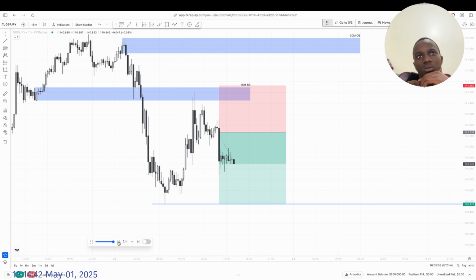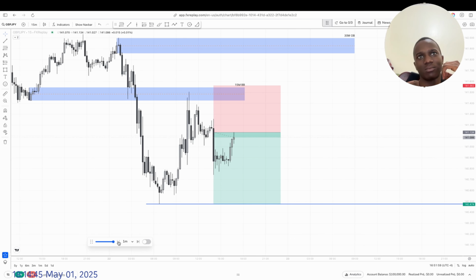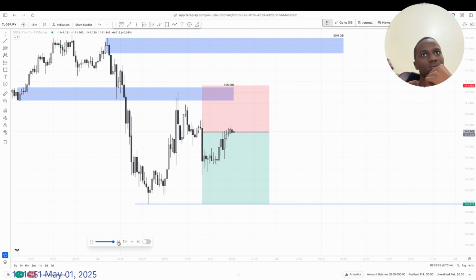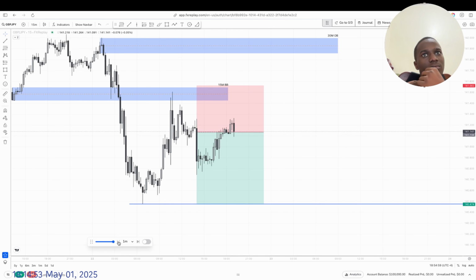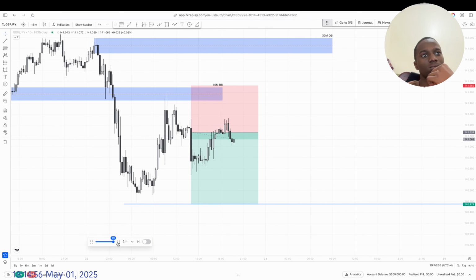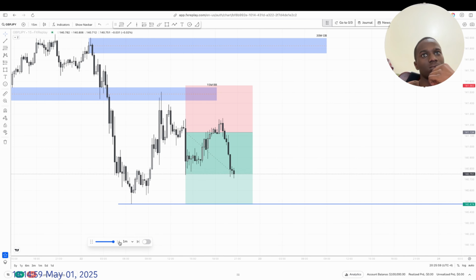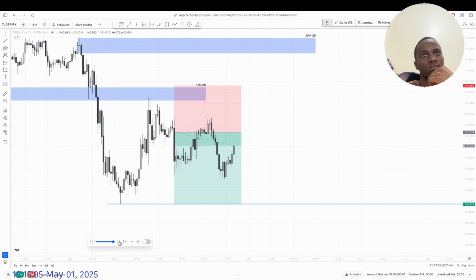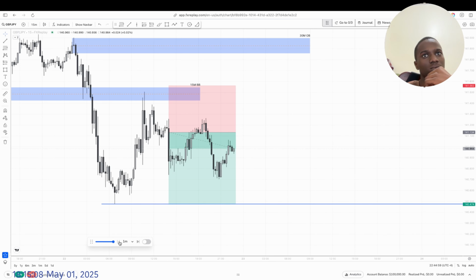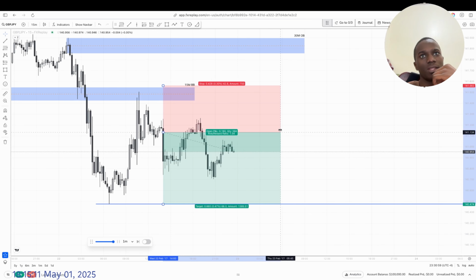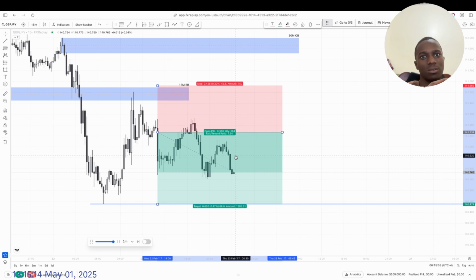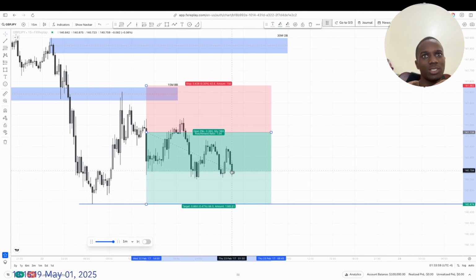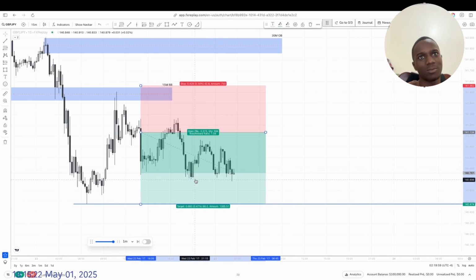As you can see, it started to drop a bit, but then consolidated for some minutes. Maybe this is out of session because it's now 2, but since the Asian session has started, you can expect some big moves, no worries. So liquidity generated, and we might expect to take it out because these are equal lows.